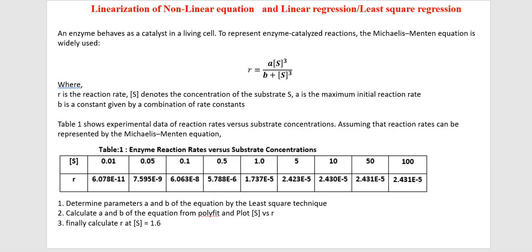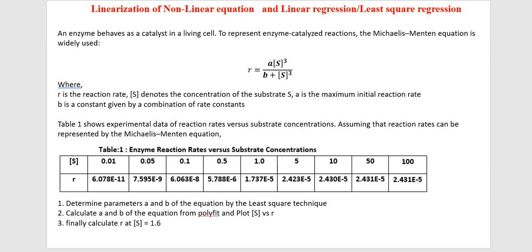An enzyme behaves as a catalyst in a living cell. To represent an enzyme catalyzed reaction, the Michaelis Menten equation is widely used. That is R is equal to A times the concentration of substrate S cubed, divided by B plus substrate S cubed. Here R is the reaction rate, S denotes the concentration of the substrate, A is the maximum initial reaction rate, and B is a constant given by a combination of rate constants.